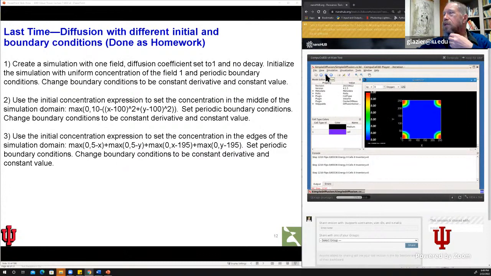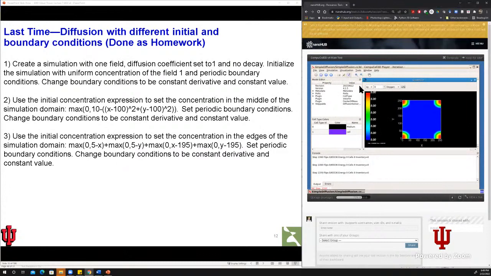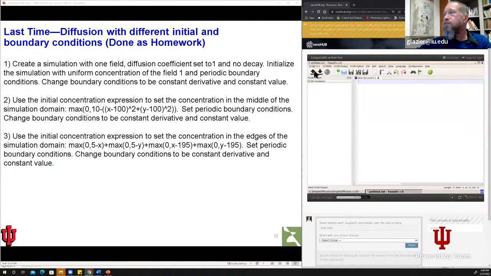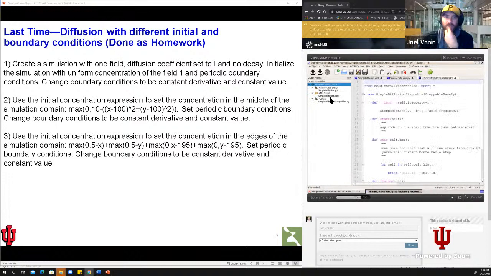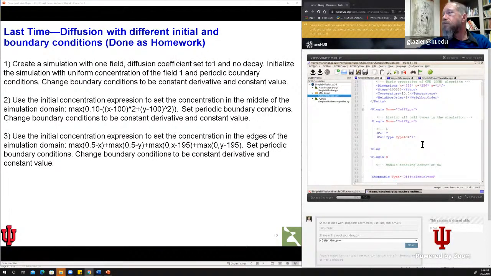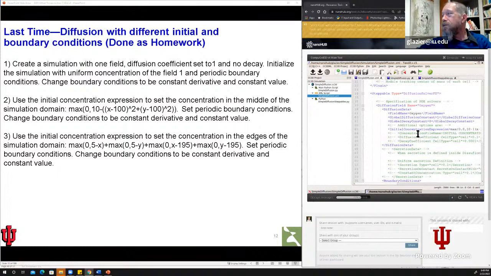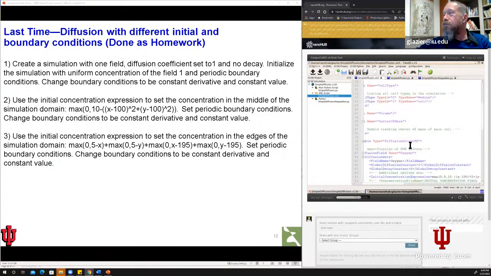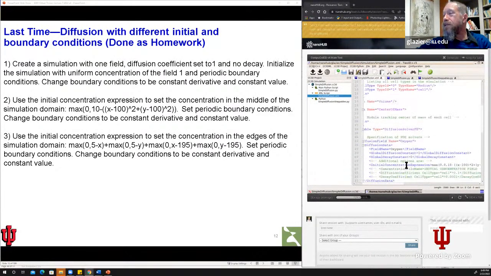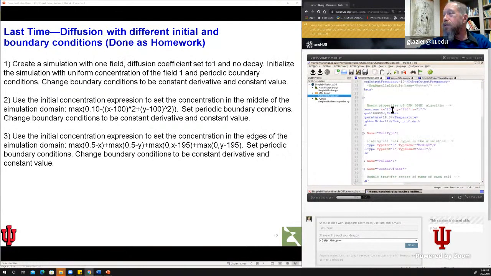Did anybody else get this to work? I got a different result, yeah. I don't know if this is the correct result that you're looking for. I clearly made a mess of the initial concentration somehow. Max of x minus 100 squared. Well, what size is my simulation? I probably was trying to make it, oh, it's 256, so I should probably have made this 200.